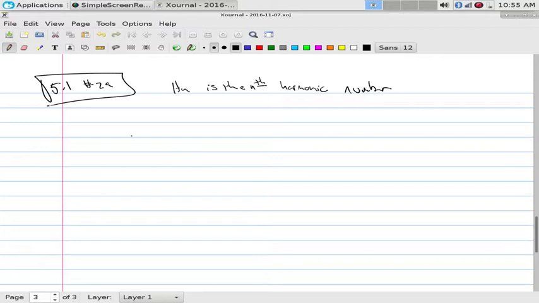nth harmonic number. And anybody can tell me what a harmonic number is? H sub k is equal to 1 plus 1 half plus 1 third plus everything up to 1 over k.